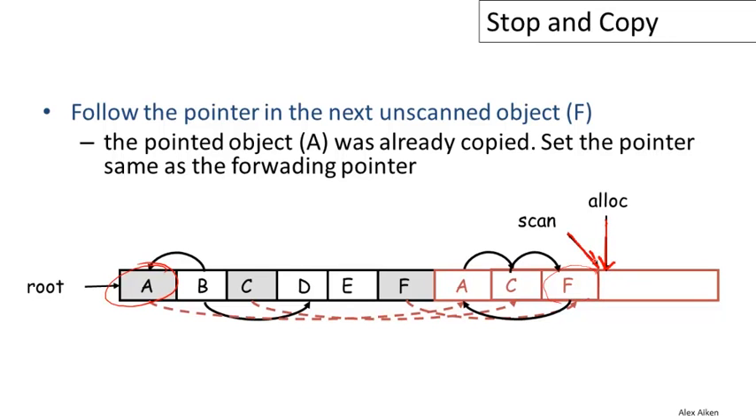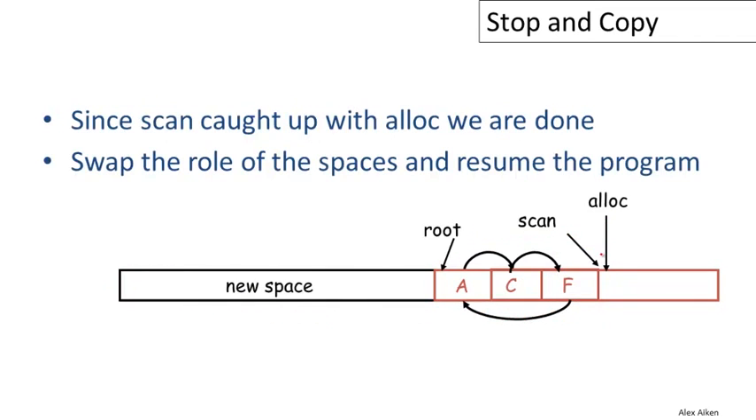And now the scan pointer and the allocation pointer are equal. There are no objects in between them. And so our work list is empty, and this is the garbage collected heap. This is a complete copy, I should say, of the graph of reachable objects from the old space. So now we're done, and we simply swap the roles of the new and old space, and we resume the program. So when the program starts running again, it will allocate out of this area, beyond the allocation pointer, until it fills up what is now the old space, and then this will be the new space that will be used for the next garbage collection.